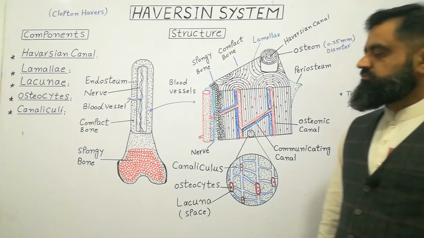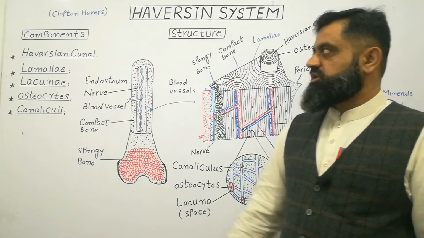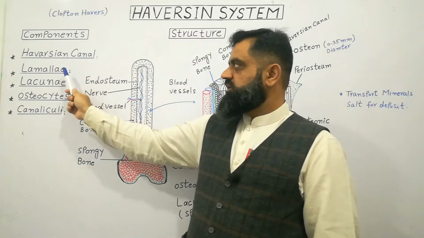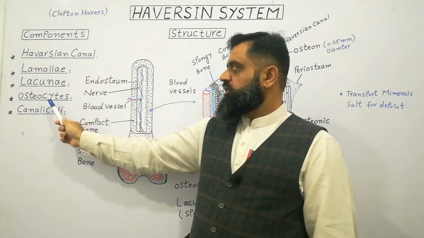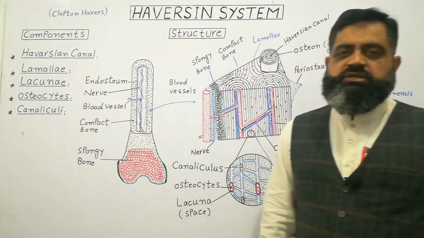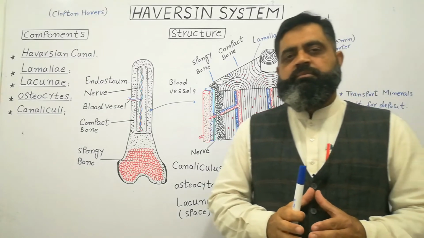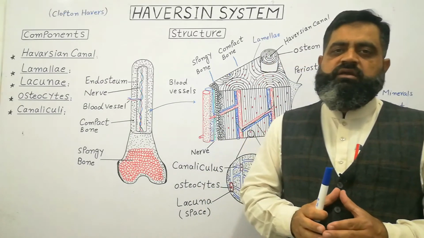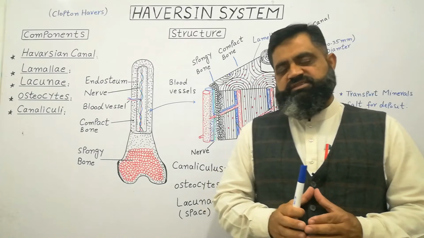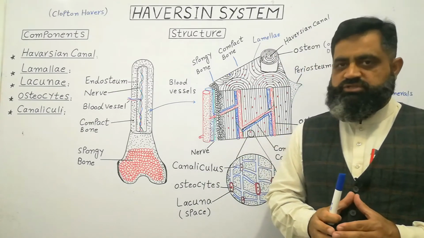The major components of the Haversian systems are Haversian canals, lamellae, lacunae, osteocytes and canaliculi. These components join together to form a system to supply blood, minerals and lymph vessels to compact bone, and this system is known as Haversian system.